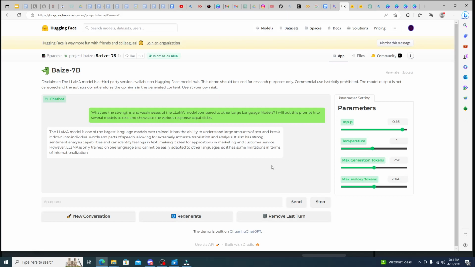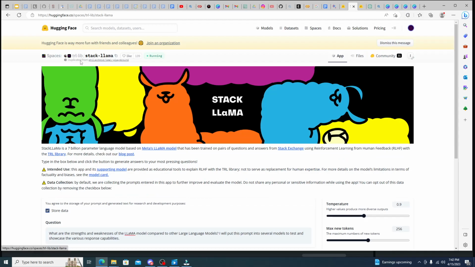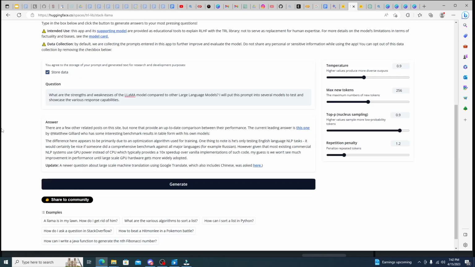And so let's go ahead and take a look at another Llama model. This one is called Stack Llama, and Stack Llama is based again off of the Llama model. I ask it the same question, and this one gives a unique answer. So there are very few other related posts on this site, but none that provide an up-to-date comparison between their performance. The current leading answer is this one by Matthew Gillard, who has some interesting benchmark results in table forms with his own models. The difference here appears to be primarily due to an optimization algorithm used for training.